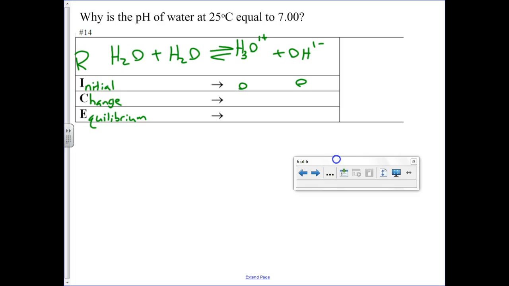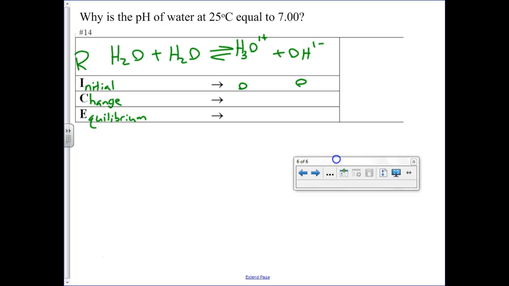The change step in an ICE table is going to be variables. We're going to introduce variables. So we're going to use X. When these waters react, we're going to get some amount of hydronium and some amount of hydroxide. Would we get different quantities for these two? If I react 2 waters, am I going to get 2 of those and 1 of those? No, we're going to get the same quantity, right? The ratio is 1 to 1, so we can use the same variable for both of them.